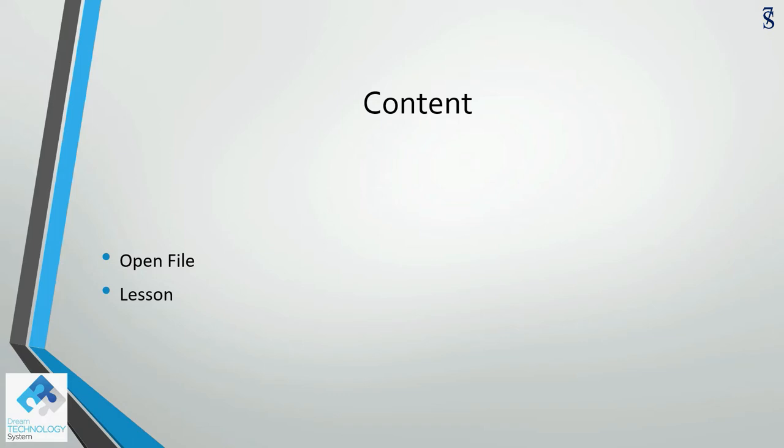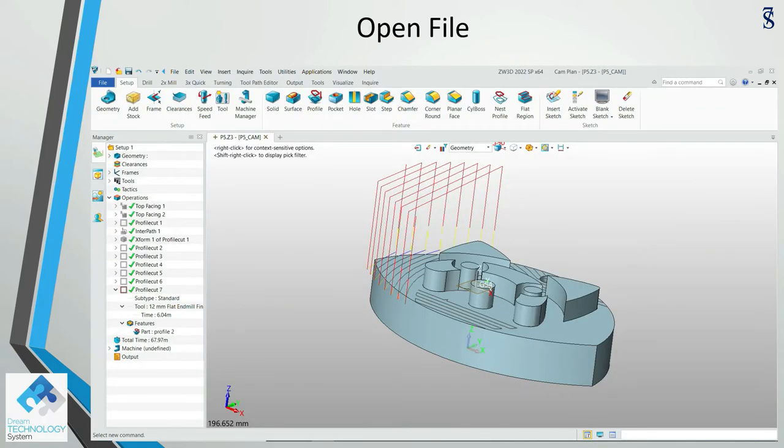As usual, we need to open the previous lesson file and continue what we're going to learn today. This is the result on the previous lesson. We have final cut the left side. Today we're going to mirror this operation to the right side.